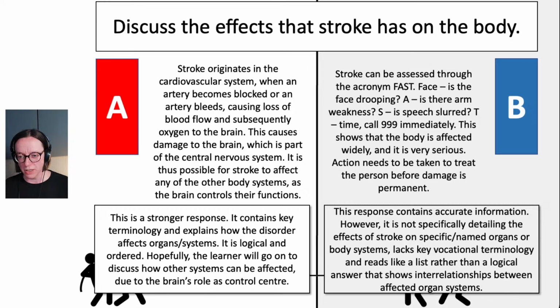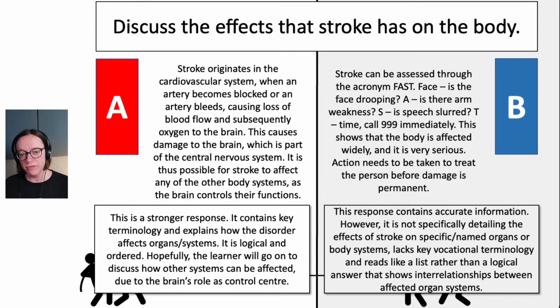The B response, on the other hand, does contain accurate information. FAST is the acronym that we use to assess for a stroke. You can use this if you're worried about someone in your family. It's what paramedics use to assess for a stroke as well. But it's not specifically detailing the effects of stroke on specific or named organs or body systems.